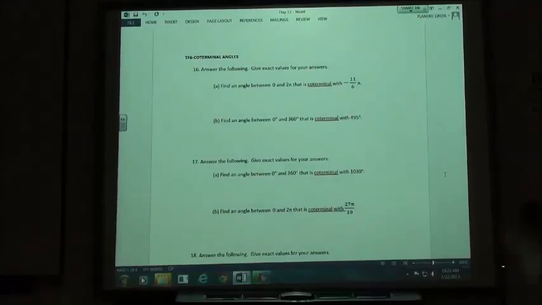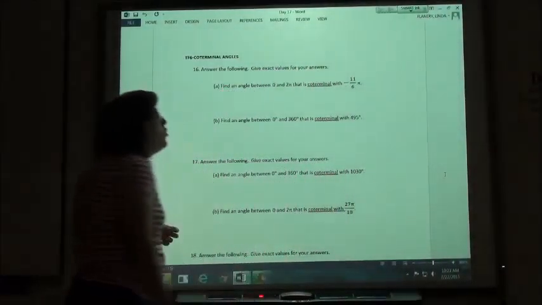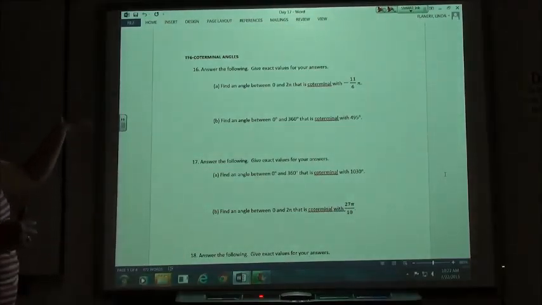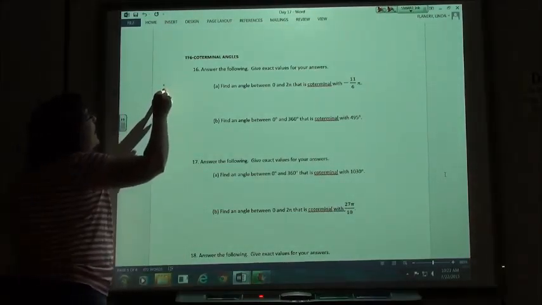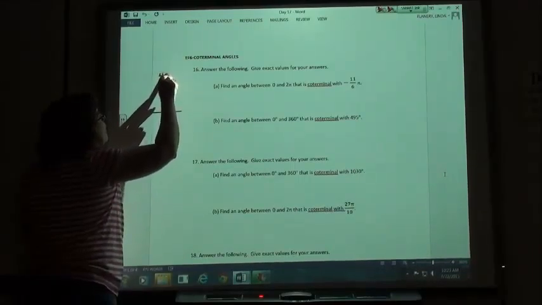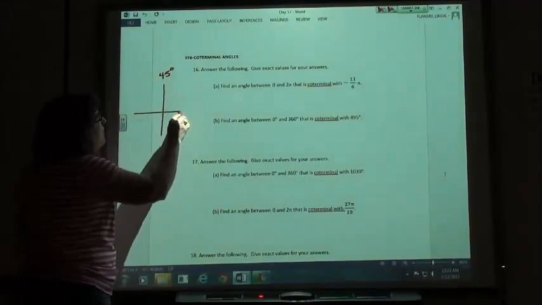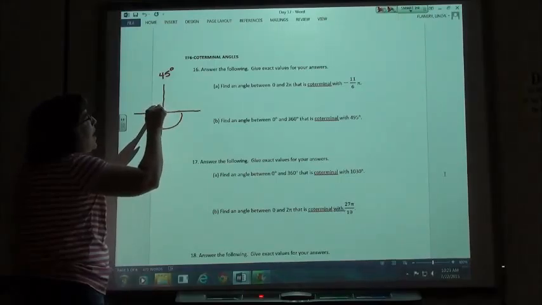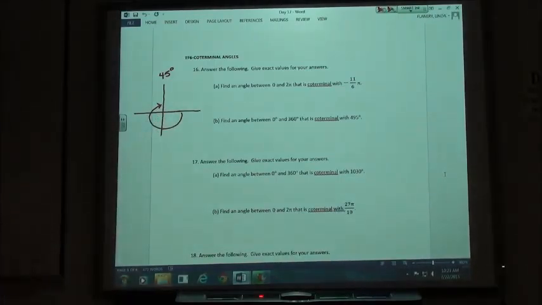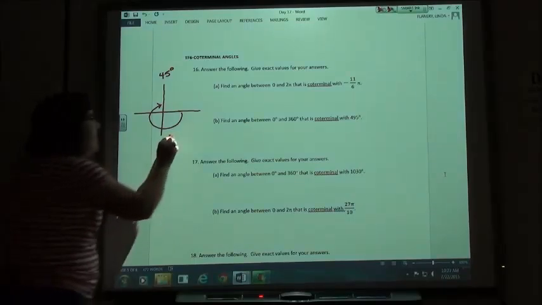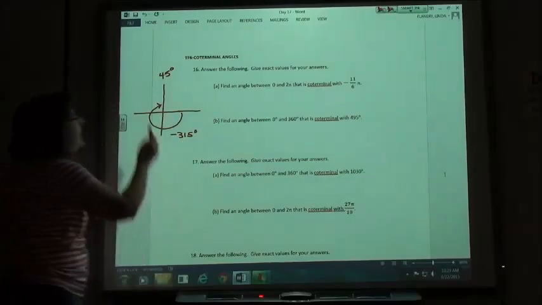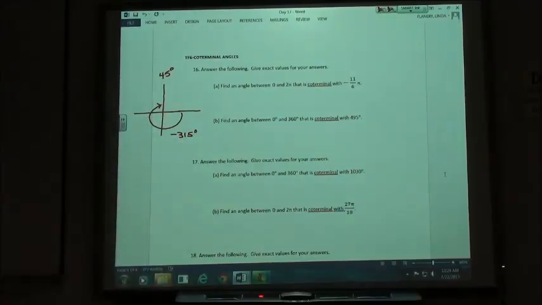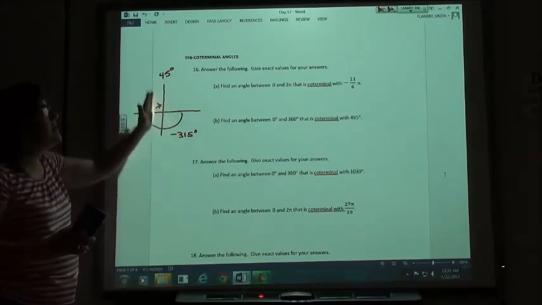The next ones are talking about coterminal angles. When they talk about a coterminal angle, they're talking about an angle with the same degree measure. If I just happen to do 45 degrees, if I wanted a coterminal angle with 45 degrees, I could go backwards around. And so if I took the full circle, 360, and subtracted the 45, negative 315 degrees is the same thing as a positive 45 degrees. I'd end up in the same spot. And so those angles would be called coterminal because they end up in the same spot.